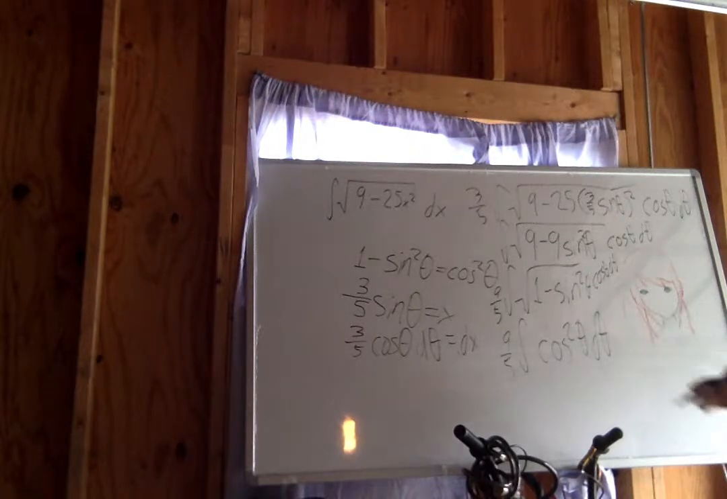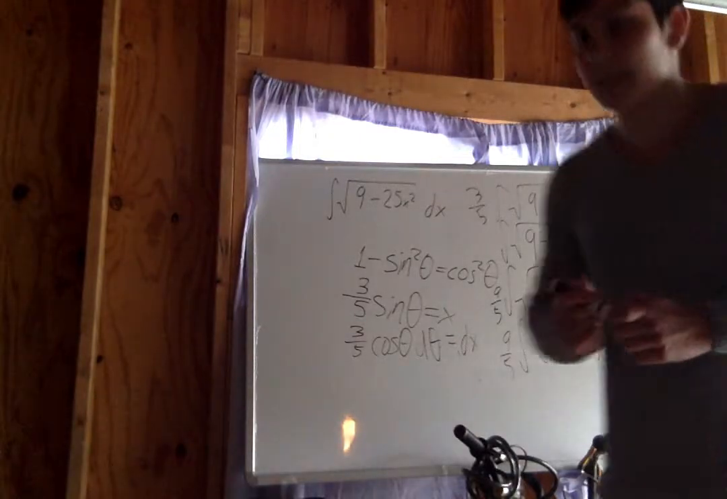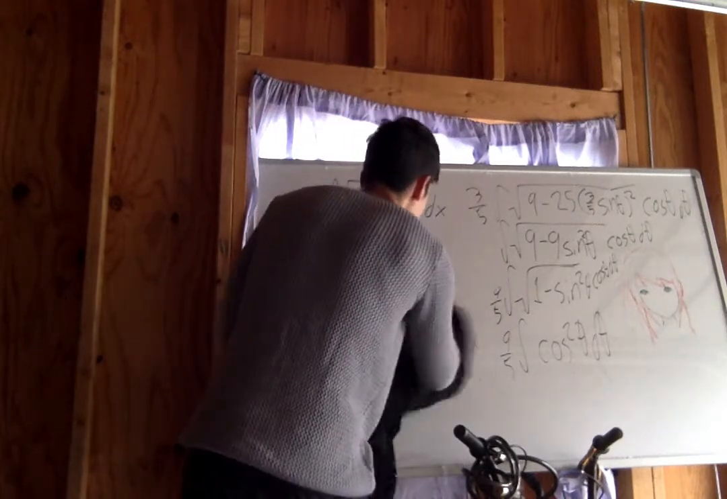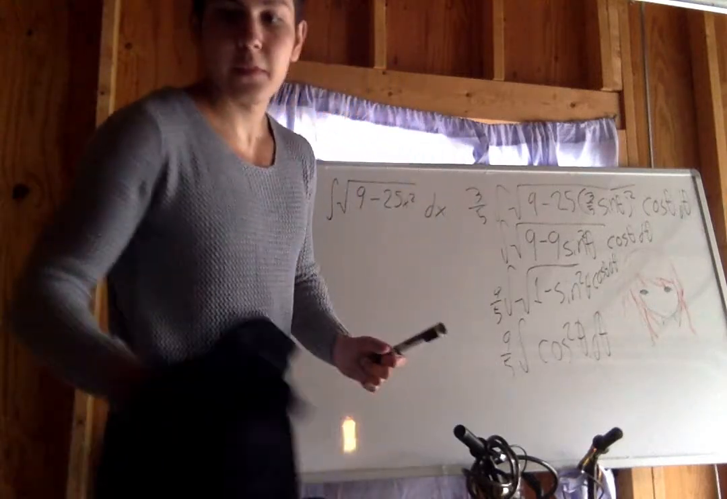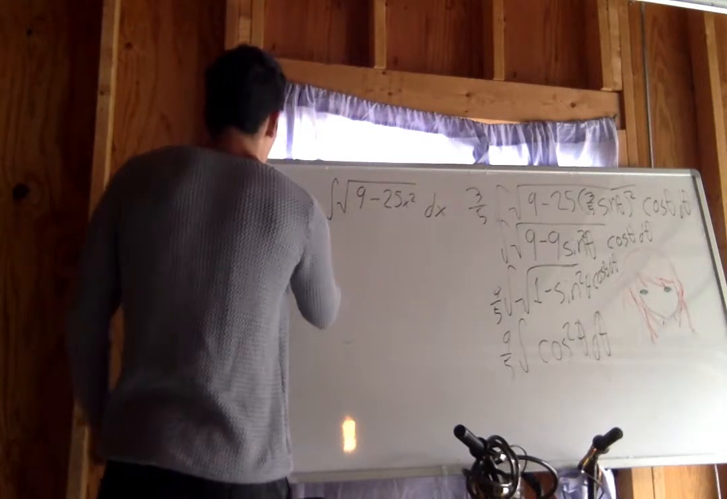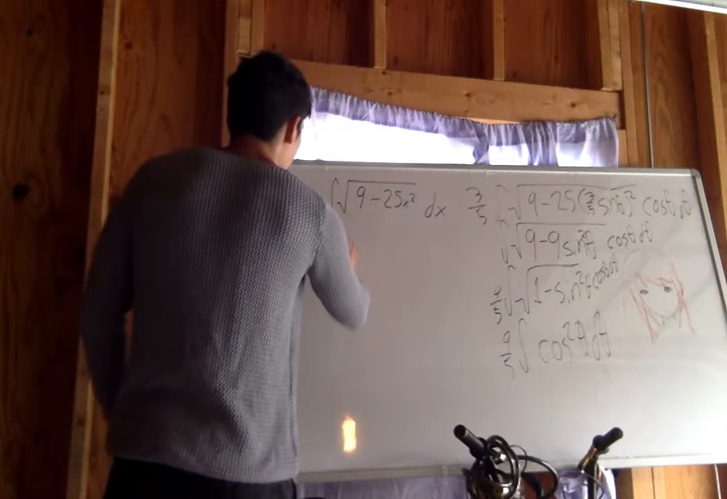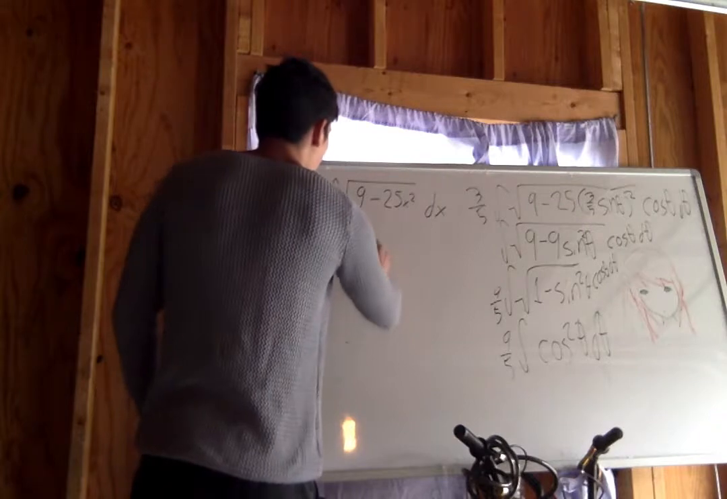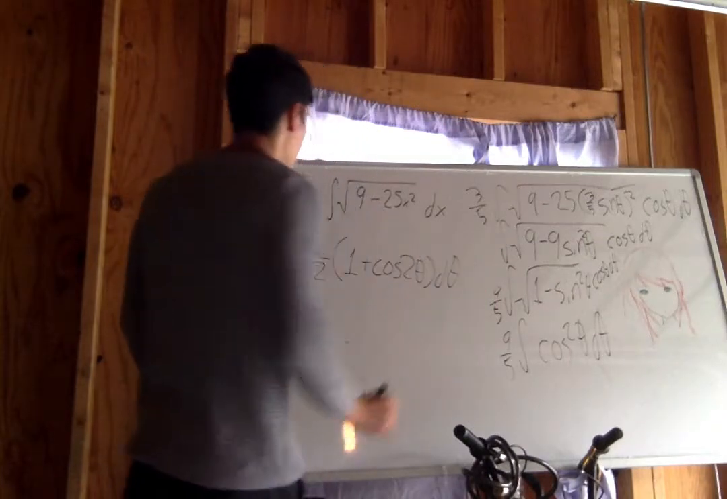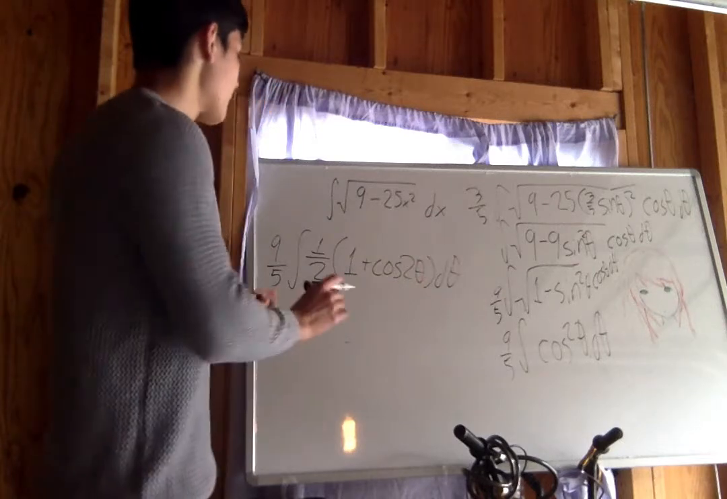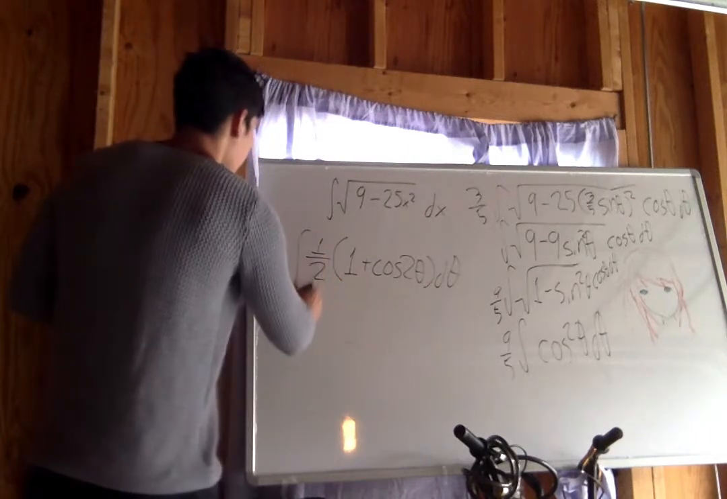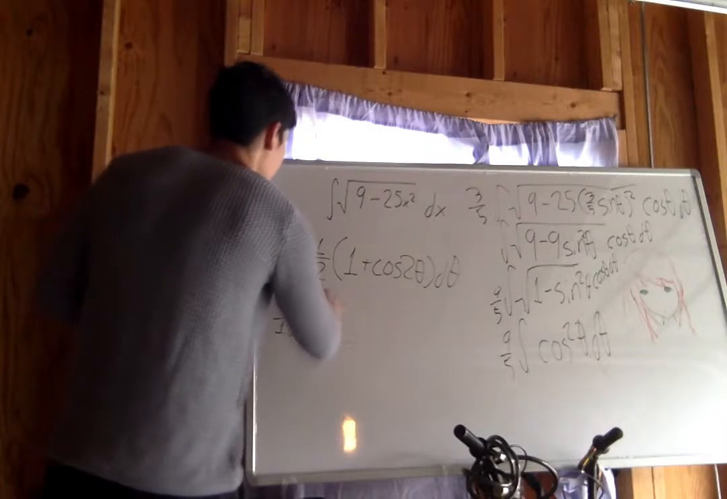So now we just have to use the half angle formula. Whenever you have cosine squared of something, that's the same thing as saying that you have 1/2 times 1 plus cosine of 2 theta, d theta. That's exactly the same thing as that. We're just using a property of cosine. So you bring this out, you've got 9/10 outside, you've got the integral.